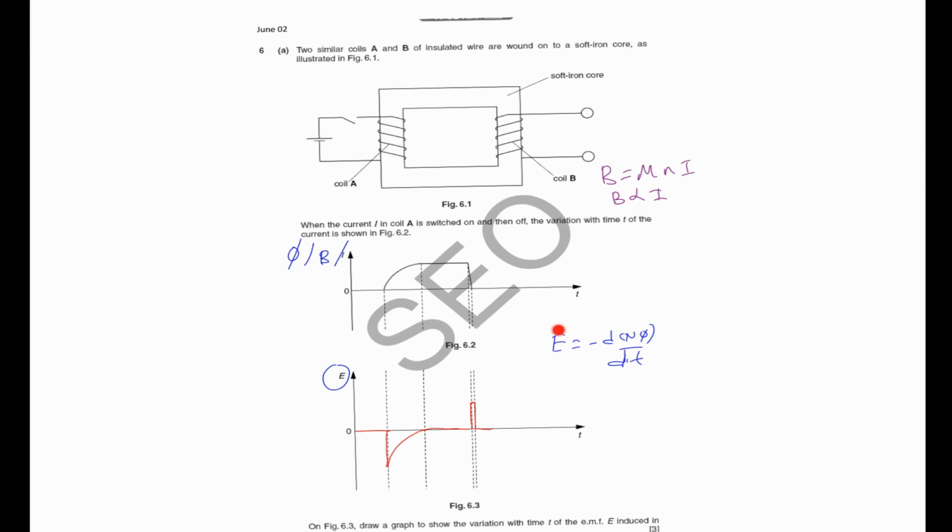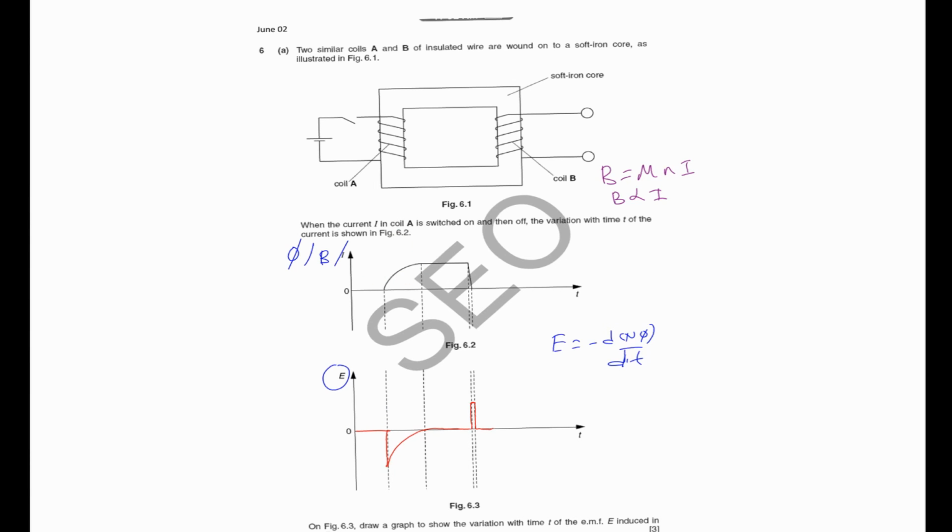So therefore, from this equation, dNΦ/dt means the gradient of the flux versus time graph. The negative gradient of it gives you the value of the induced EMF. So if they give you current or B or flux, it doesn't matter. We can use the gradient of this graph, put a negative in front, and that becomes the value. For example, for this first portion here, the gradient is 0 because it's a horizontal line. So the EMF will also be 0.